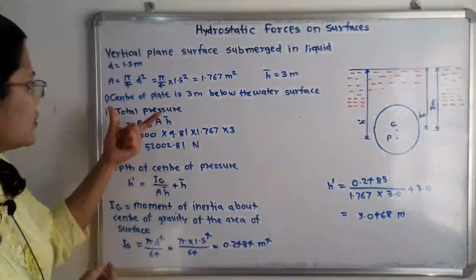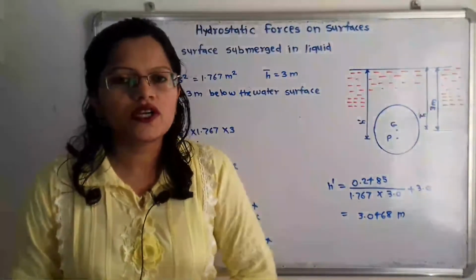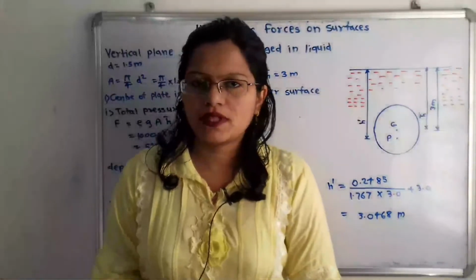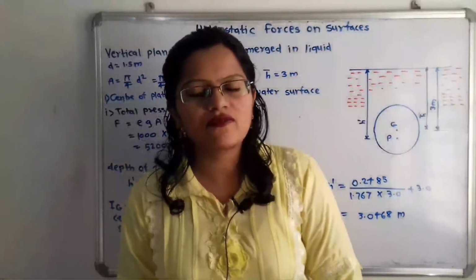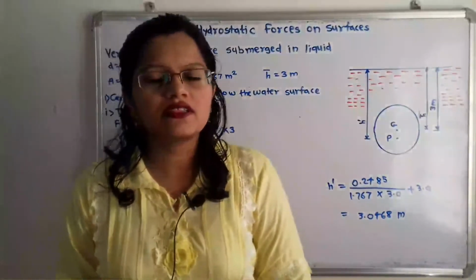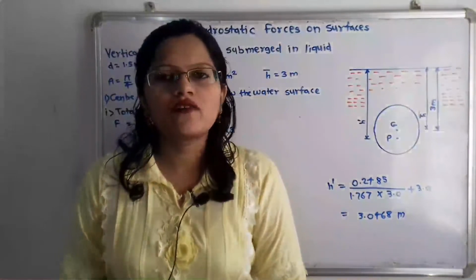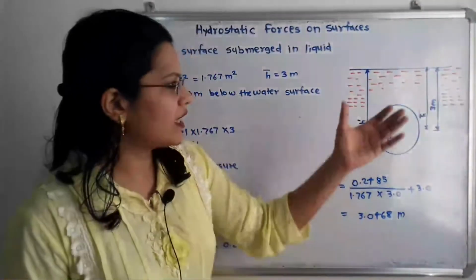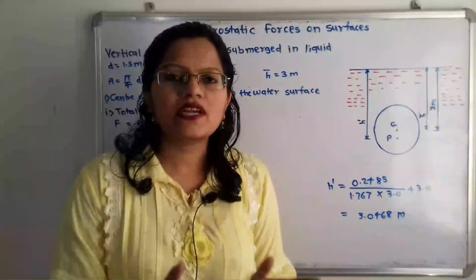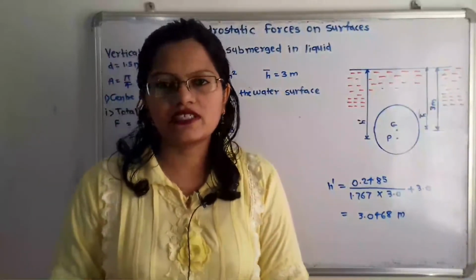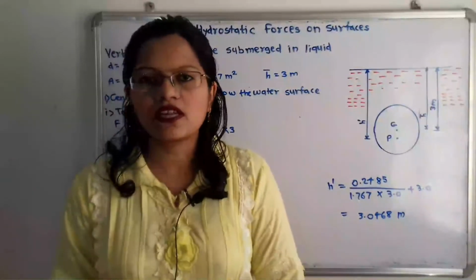The first question is that we have to calculate the total pressure. So what is the meaning of this total pressure? That is the force exerted by the static fluid on the surface when the surface is in contact with the fluid. Here the fluid is liquid, and static means this liquid is at rest, that means there is no relative motion between layers.